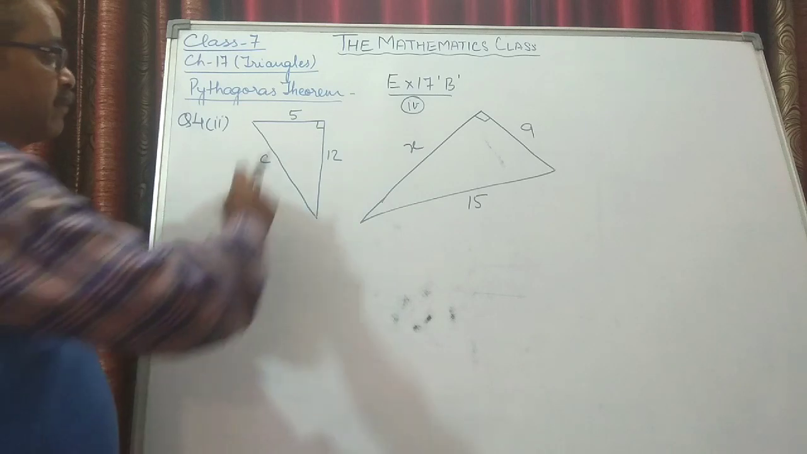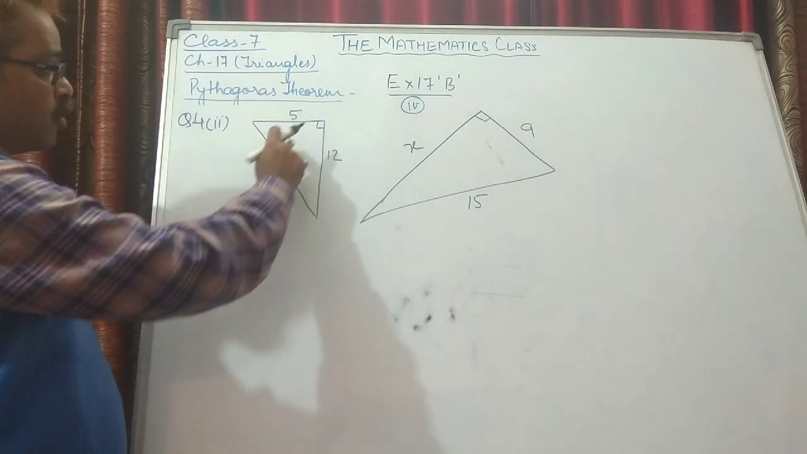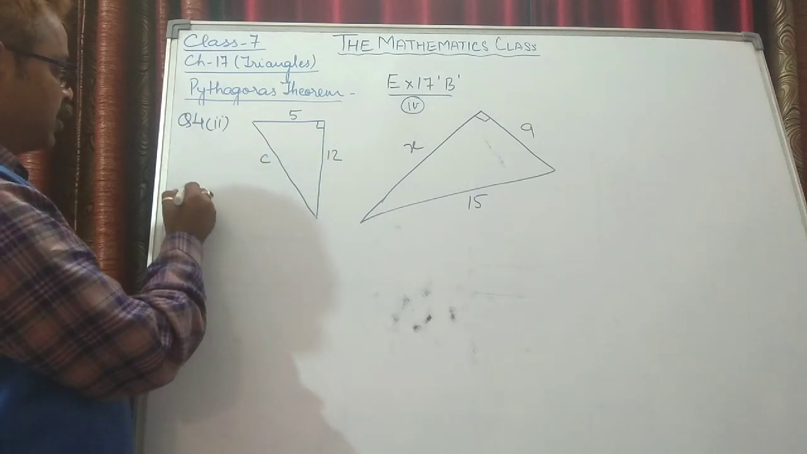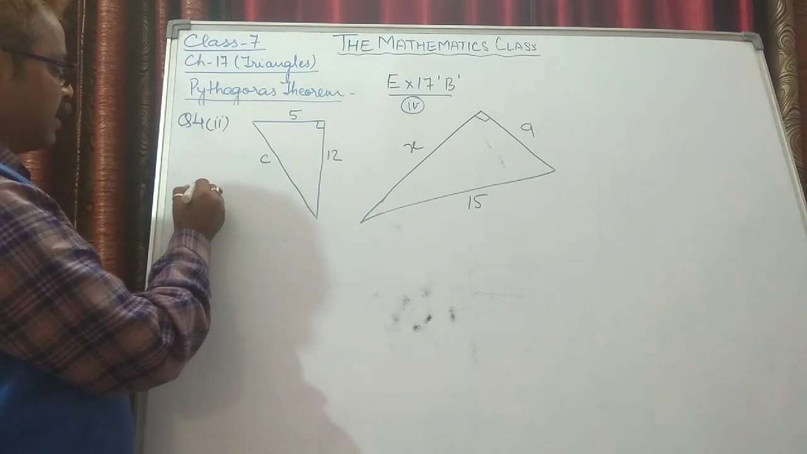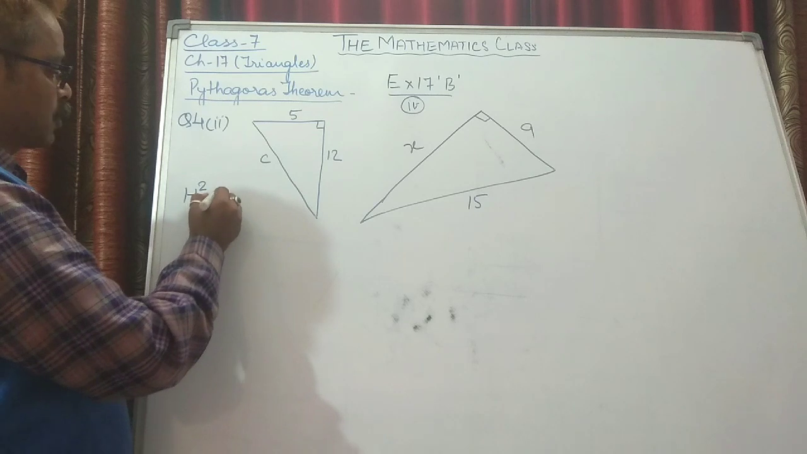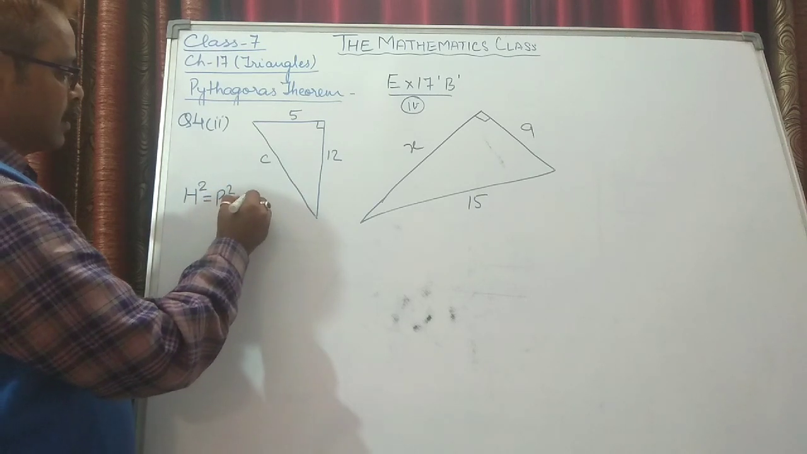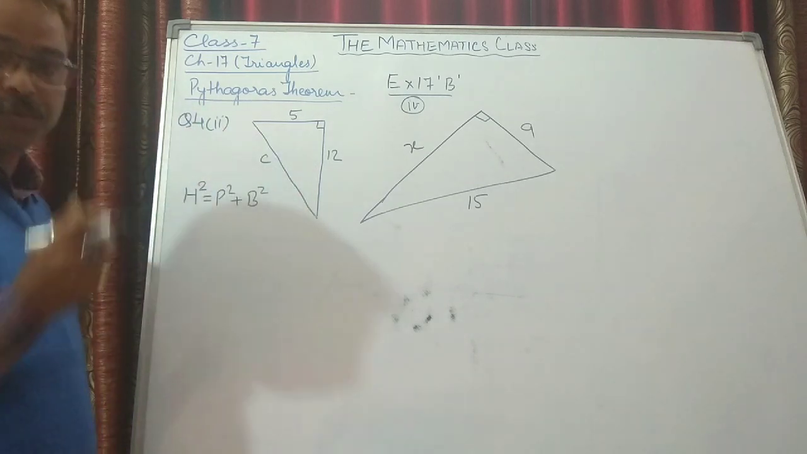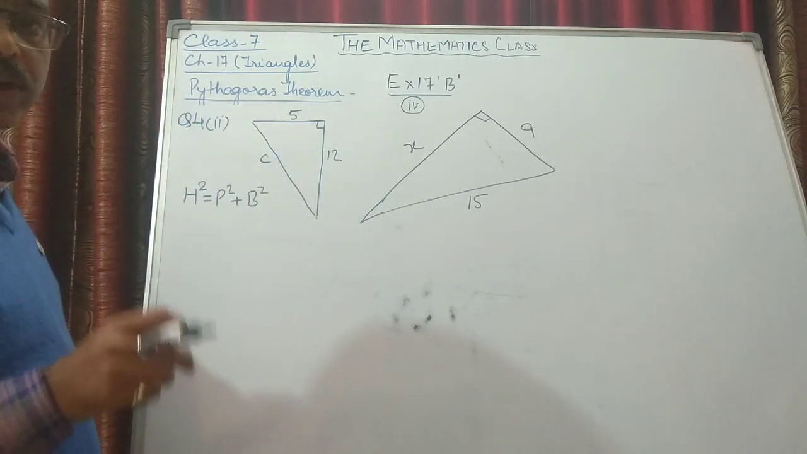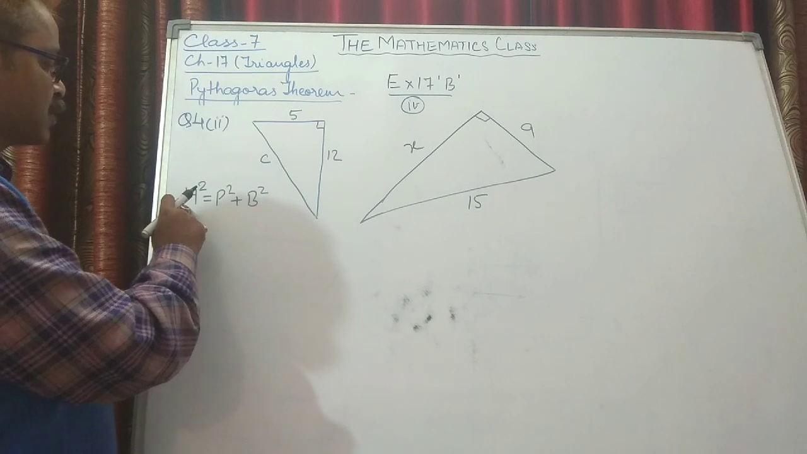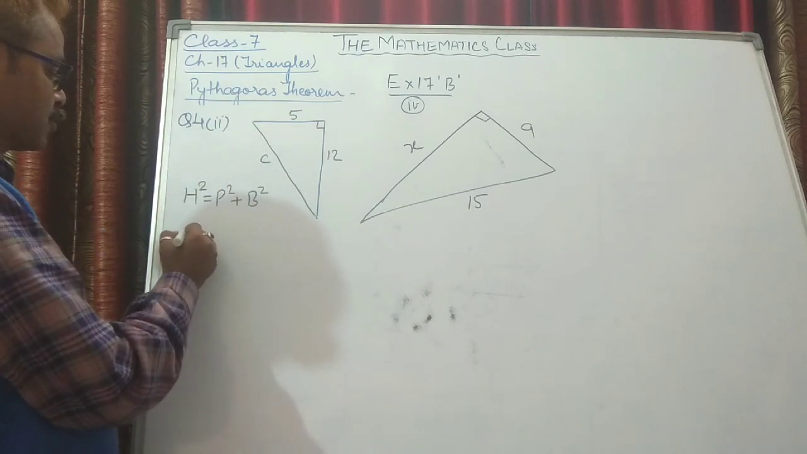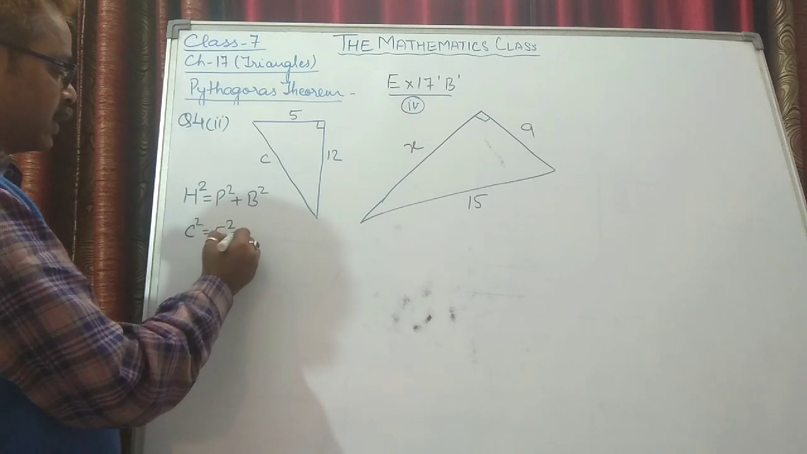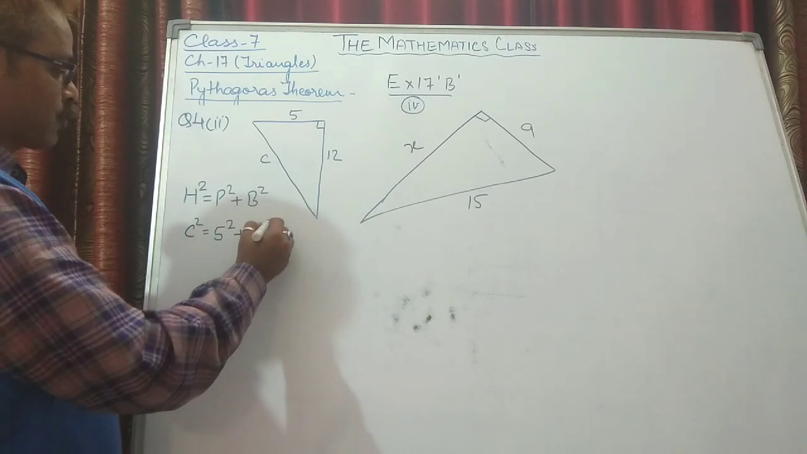So again we will use the same formula. This is 90 degrees, so opposite to it this side C is hypotenuse. We know in a right angle triangle hypotenuse square is equal to perpendicular square plus base square, or hypotenuse square is equal to the sum of square of other two sides. So hypotenuse is given to you as C. So C square is equal to one side is 5, so 5 square, other side is 12, so 12 square.